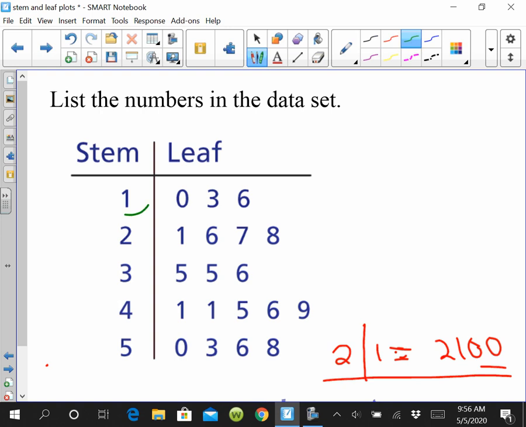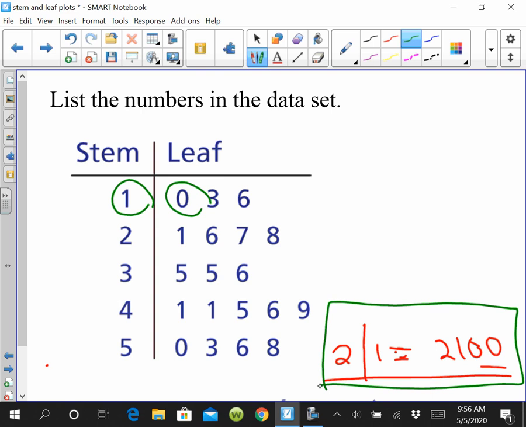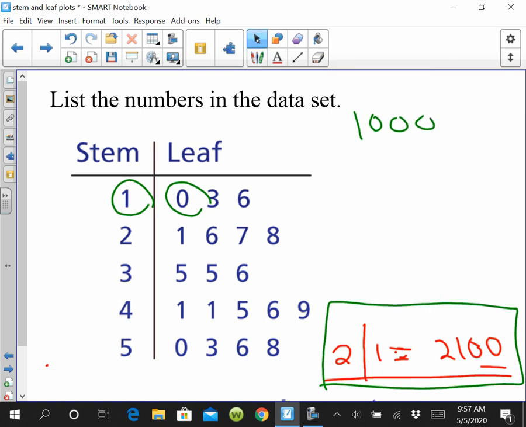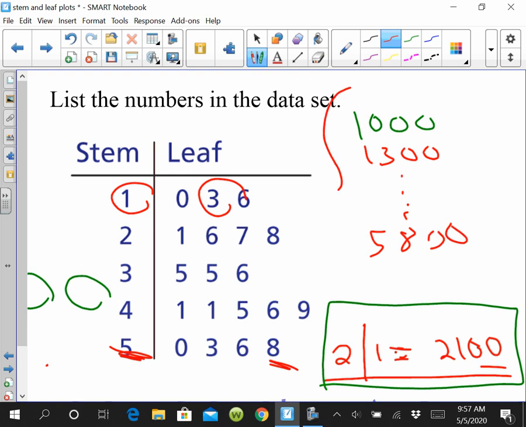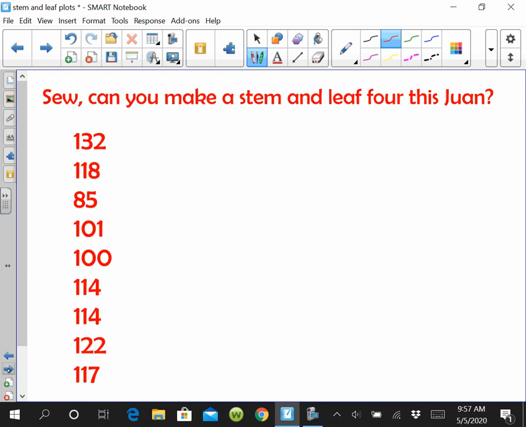What would a stem of 1 and a leaf of 0 mean if this is the key? Wouldn't it be 1,000? And what would a stem of 1 and a leaf of 3 be then? Pretty sure it'd be 1,300 and so on. And it'd go all the way down to a stem of 5 and a leaf of 8, which would be 5,800. So that's what the data really looks like.